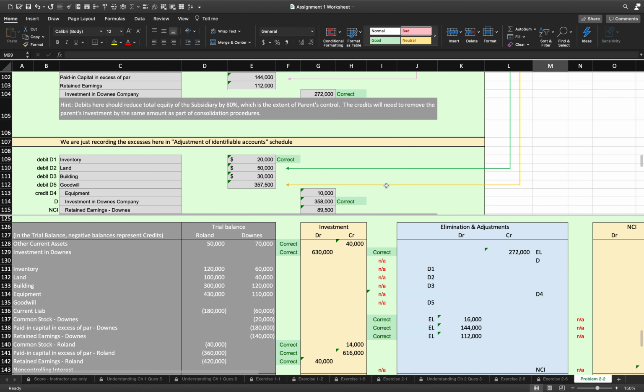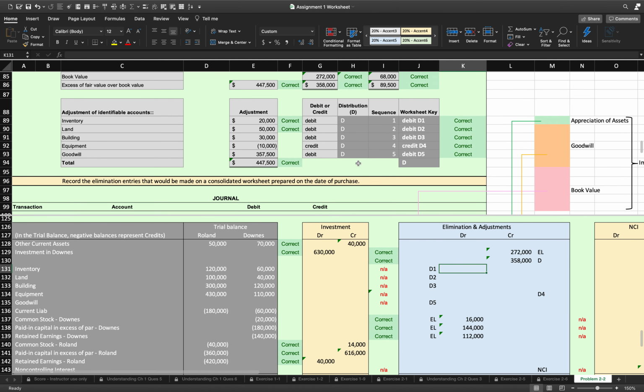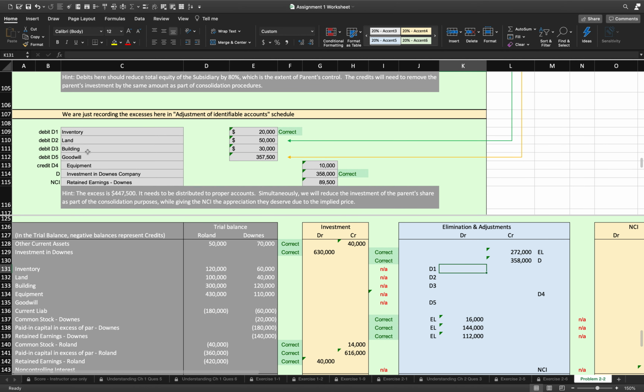We're also going to want to get rid of this second investment, 358,000. It's labeled as D again, part of the distribution and determination schedule, and so that is a 358,000 we want to invoke, and then D1, D2, D3, boom, boom, boom. And again, this is what this all represents, right? The debits D1, D2, D3: inventory, land, and building. So that's what those D1, 2, and 3 stand for.